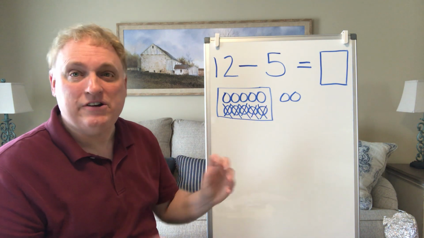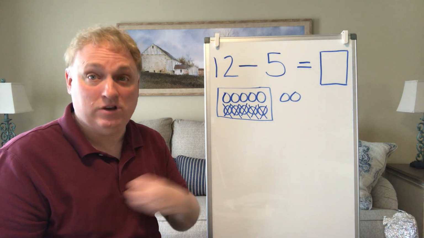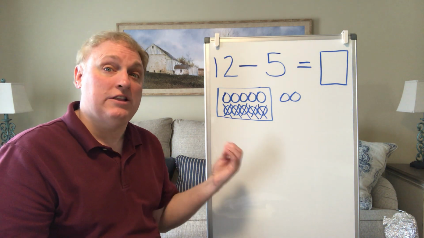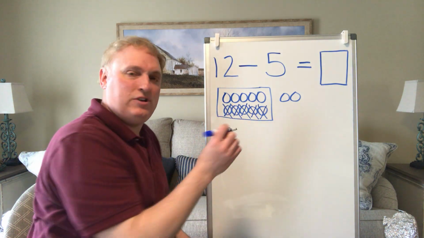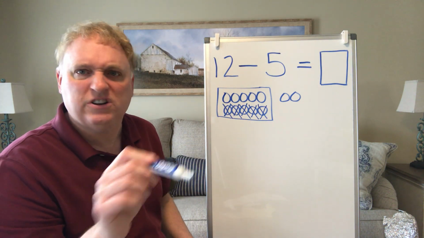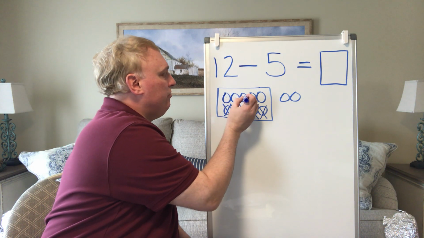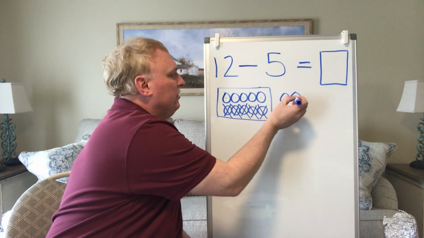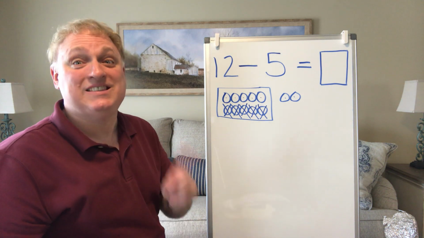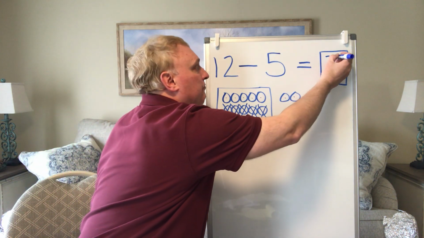Well, the circles that are not crossed out represent the cookies I have left. So I want you to look at those now, and you can even just take your pencil or your marker and touch each one and count them, and then you're done, right? 1, 2, 3, 4, 5, 6, 7. How many are left? 7. Excellent.